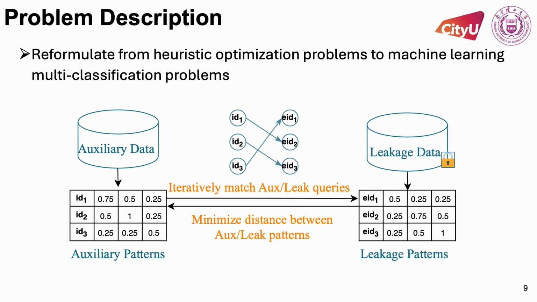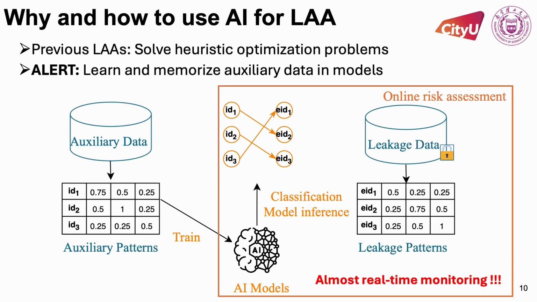However, we observe that this approach requires repeated iterative optimization, resulting in significant risk assessment latency. When a new query is proposed, the system needs to recalculate the entire risk assessment, further increasing the processing time. We reformulate the heuristic optimization problem as a machine learning multi-classification task.